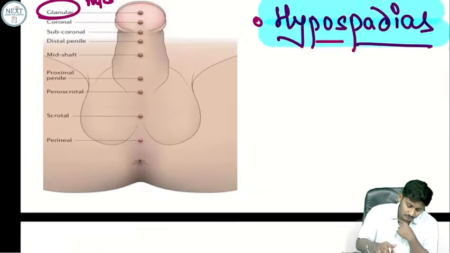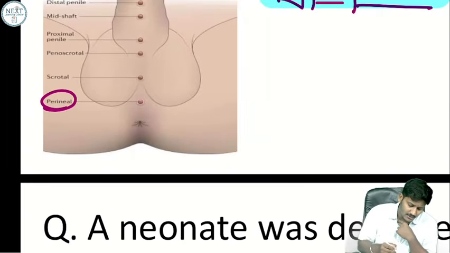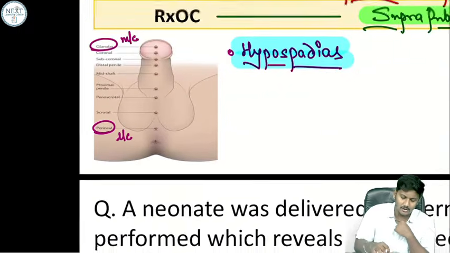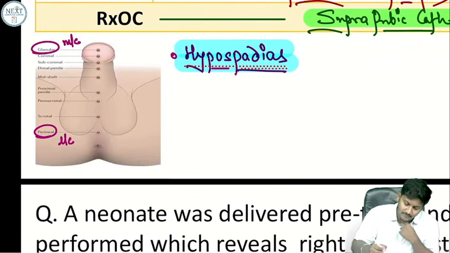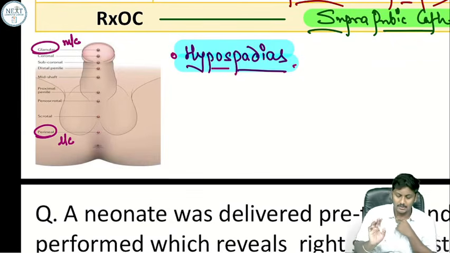whereas the perennial variety is the least common variety of hypospadias. So perennial is the least common but the most severe variety of hypospadias beta. That is important to be remembered.